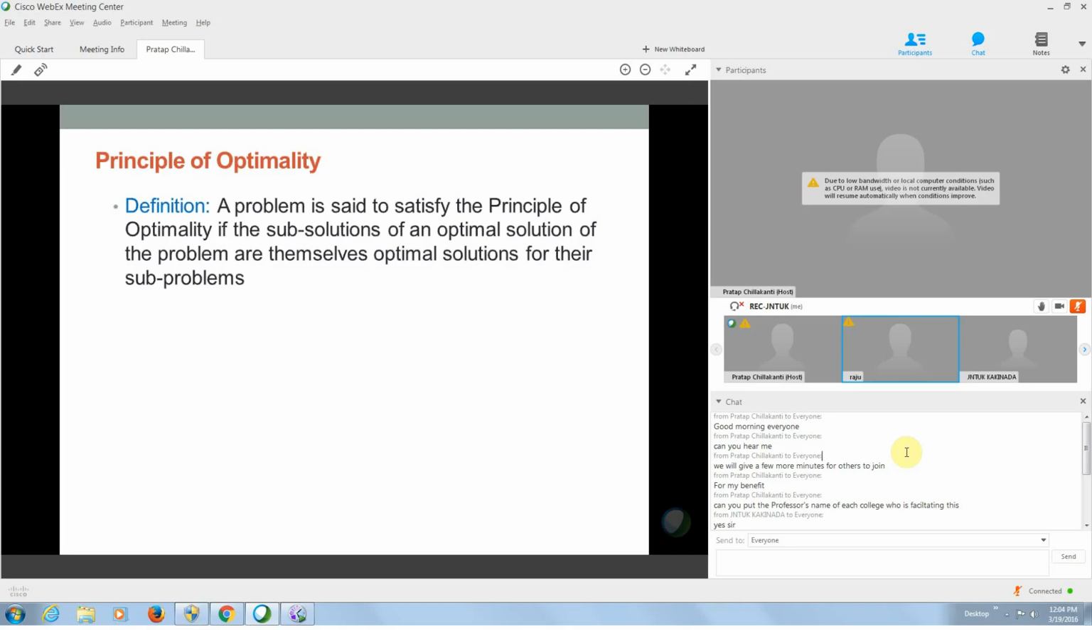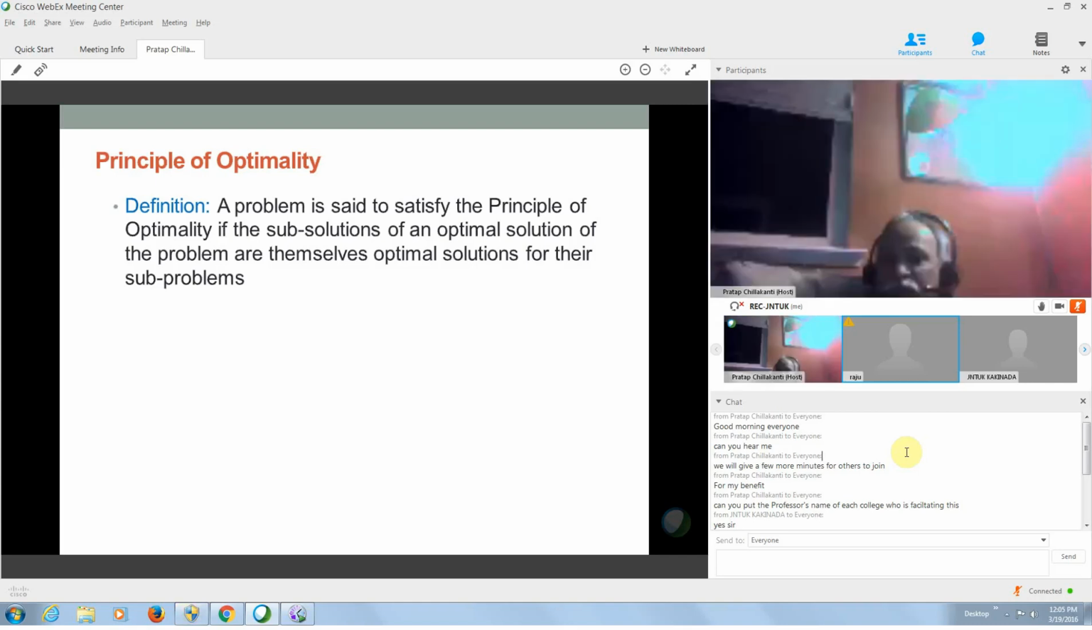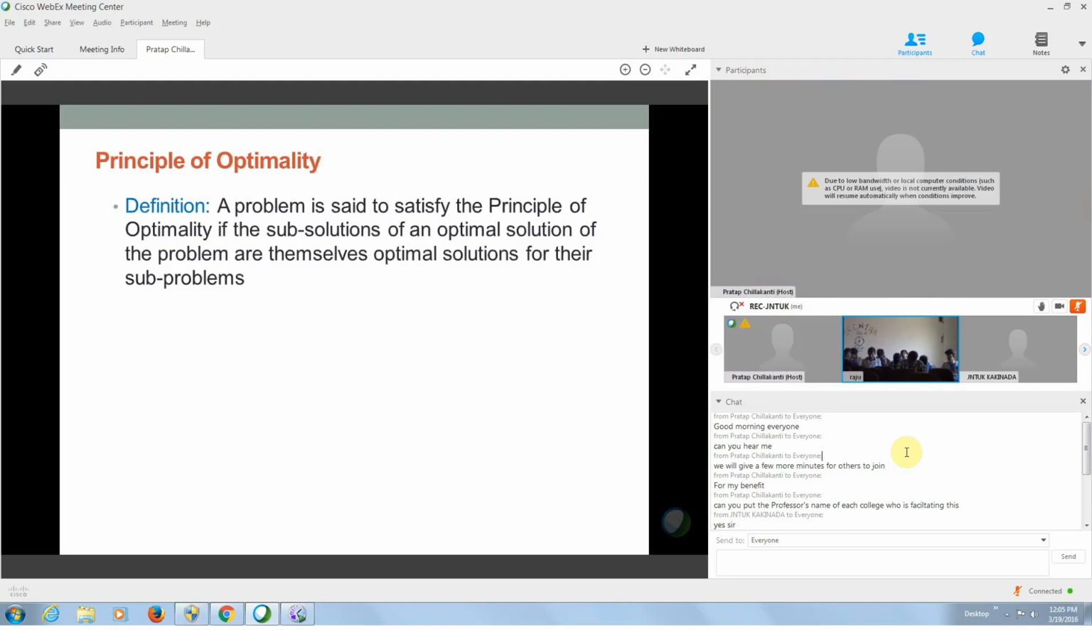So what is the definition of optimality here? The problem is said to satisfy the principle of optimality if the sub-solutions of an optimal solution of the problem are themselves optimal solutions for the sub-problems. Meaning the sub-solutions have to be optimal. So splitting the problem of 13 into 7 and 6 is not optimal, whereas splitting it into 11 and 2 is optimal. If you correlate this definition with the example, you will figure that out.